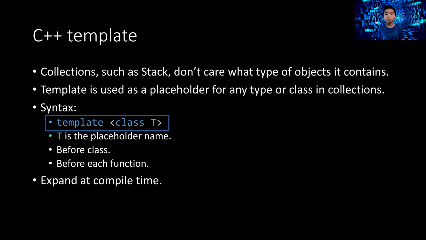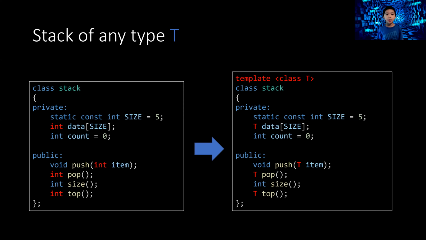The compiler will replace the placeholder T with any concrete data type you specified. And that's exactly why it's called a template. With templates, you can easily make a copy with small changes. Let's now see an example of using templates to extend our stack class.